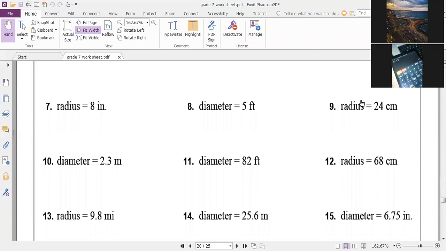82 divided by 2 equals 41. So the result in this case is equal to 41. After we got the result here, what do we do? I will square this number. So we will use 3.14 times this number, 41 squared.